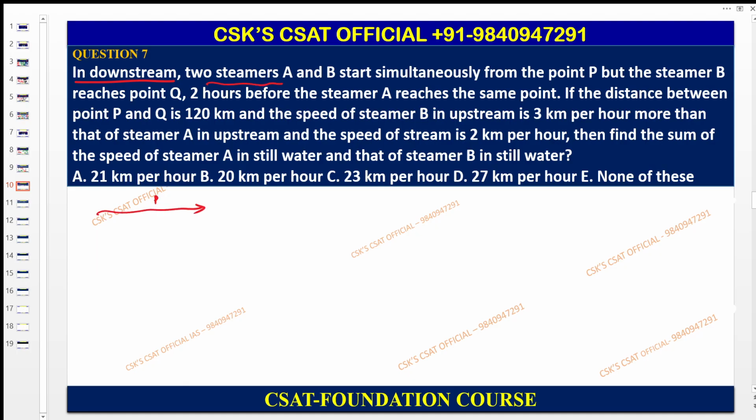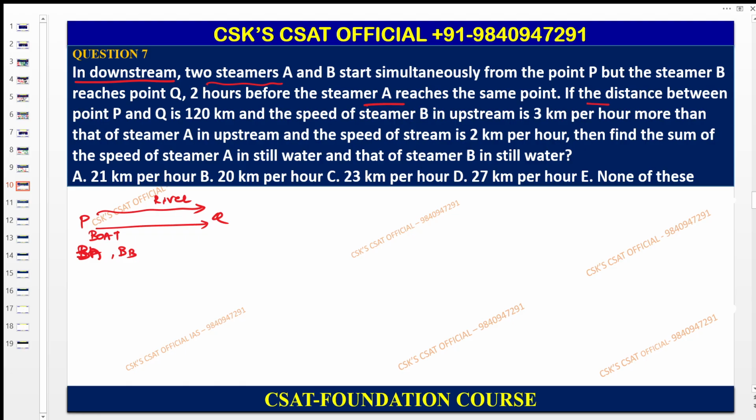Okay. Now let us see the next problem. Here, the question looks lengthy as well as the sum also requires a lot of understanding. In a downstream, two steamers downstream. So this is the river. Then a boat also going in this direction. So that is nothing but downstream along the river. Steamer A, which means let us take a boat A and a boat B.